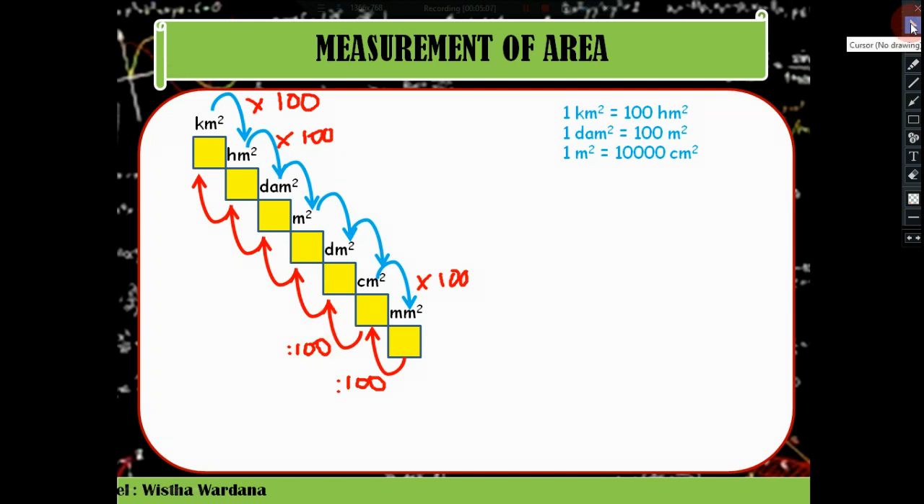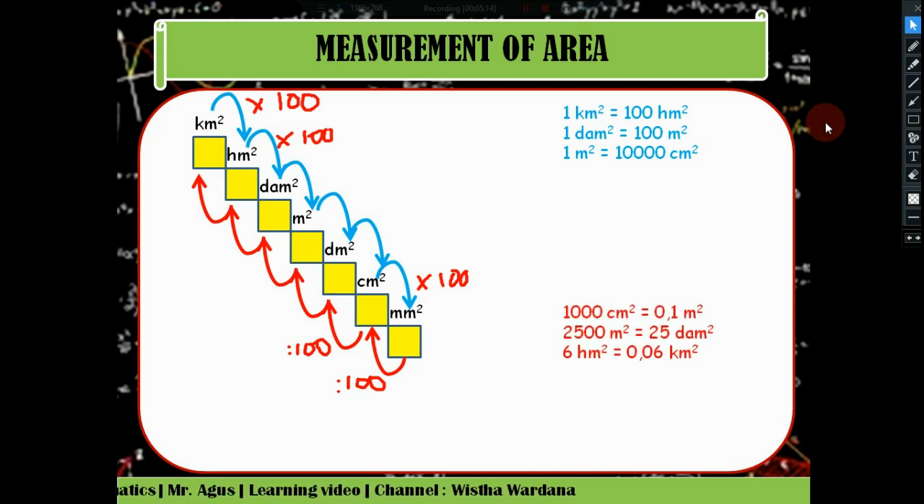Let's check the example. If you have 1000 square of centimeter and would like to change it into square of meter, you know from square of centimeter, you have to move up 2 steps to arrive at square of meter. So you have to divide 1000 square of centimeter by 100 and 100. So you have to divide 1000 by 10,000, and the answer is 0.1 square of meter.